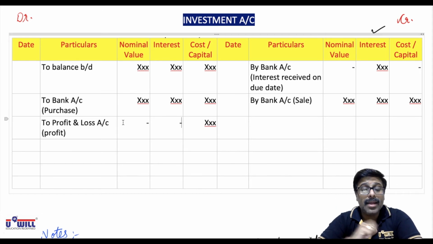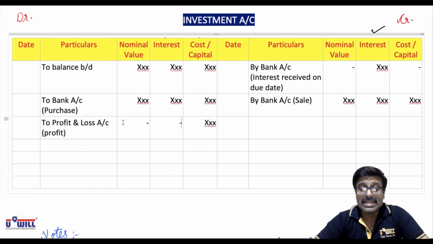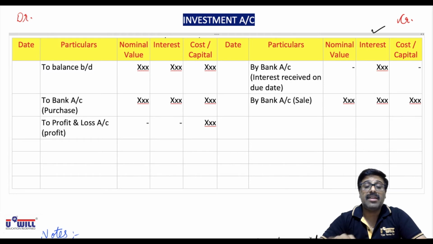I repeat. If you sell investment at a loss, then what entry will you pass for the loss? Selling at loss means investments will have debit balance. So to close it, we will reverse and credit investment account, and profit and loss account we will debit. So profit and loss account debit to investment account.